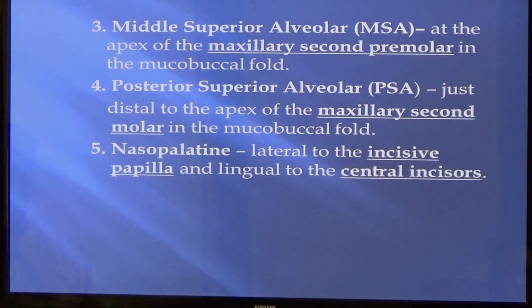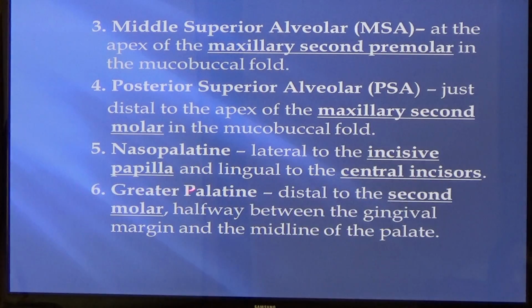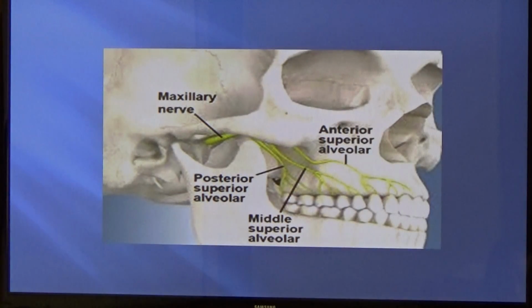Nasopalatine, that's not fun. You remember where the nasopalatine foramen is? Nasopalatine is right behind your 8 and 9, right behind your incisors. So you can put numb up there. Greater palatine is a little bit further back, behind the second molar on the palate. These you have to know.